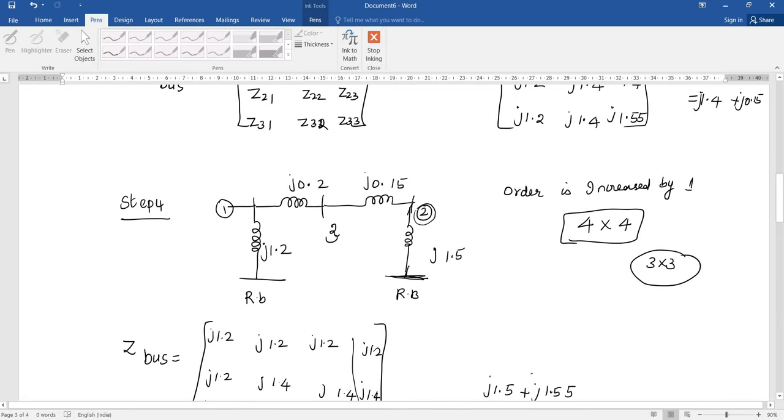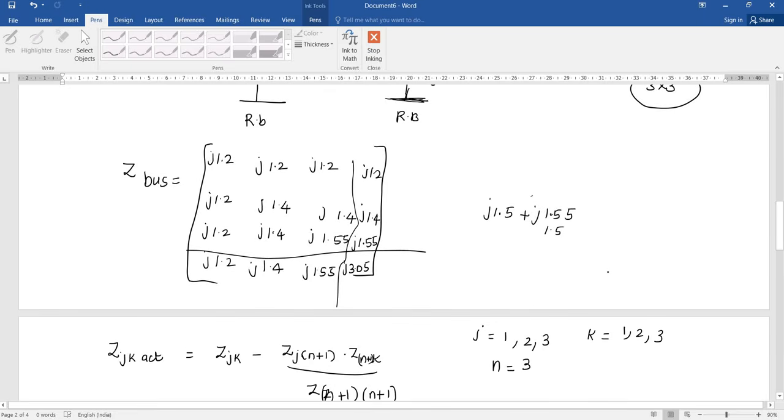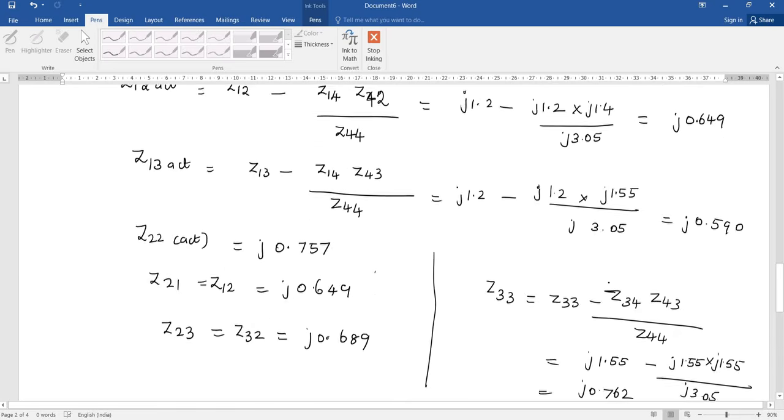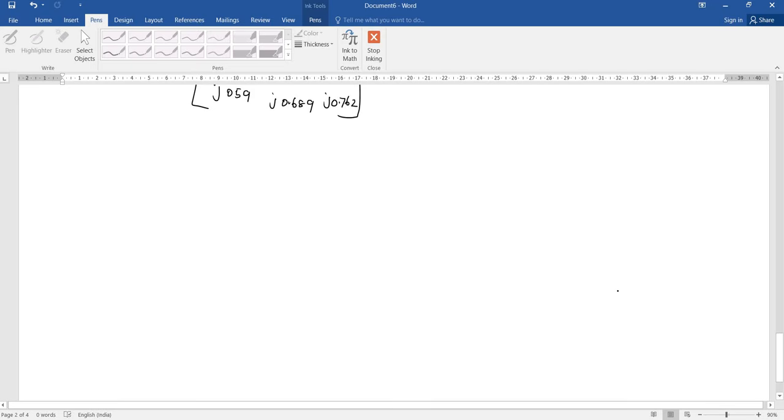1 to 3. 1 to 2 is connected. The last element is connected between 1 to 2. So now I am going to redraw the power system again. So this is the last step, step number 5.